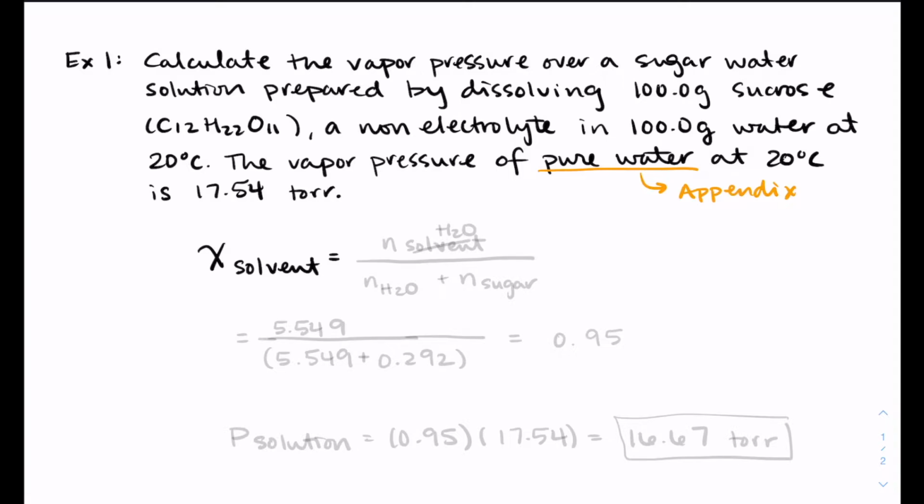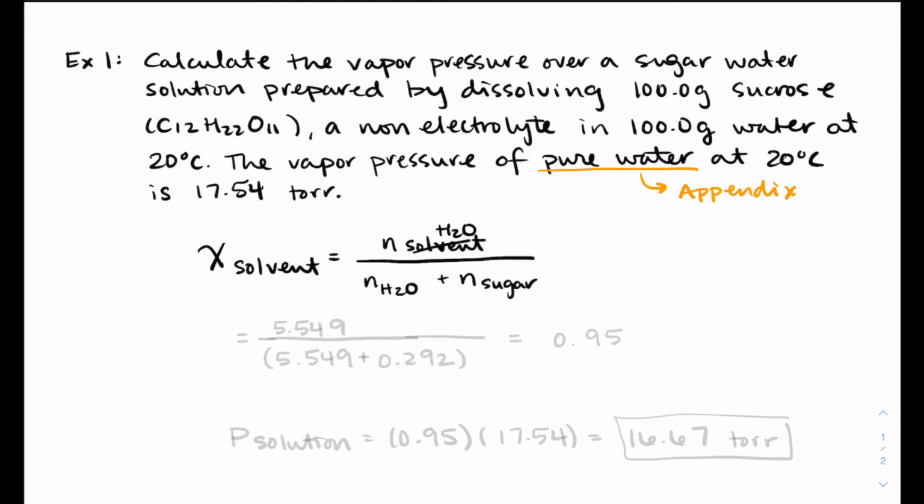I need the mole fraction of the solvent. The mole fraction of the solvent is the number of moles of solvent over the total number of moles in the mixture. So I need the number of moles of water divided by the number of moles of water plus the number of moles of sugar. The number of moles of water in 100 grams, you should practice this, check your conversion, you should get 5.549 moles. So 5.549 moles of water divided by that same value plus the 100 grams of sucrose, which should come out to be 0.292 moles. When you divide those, you get 0.95.